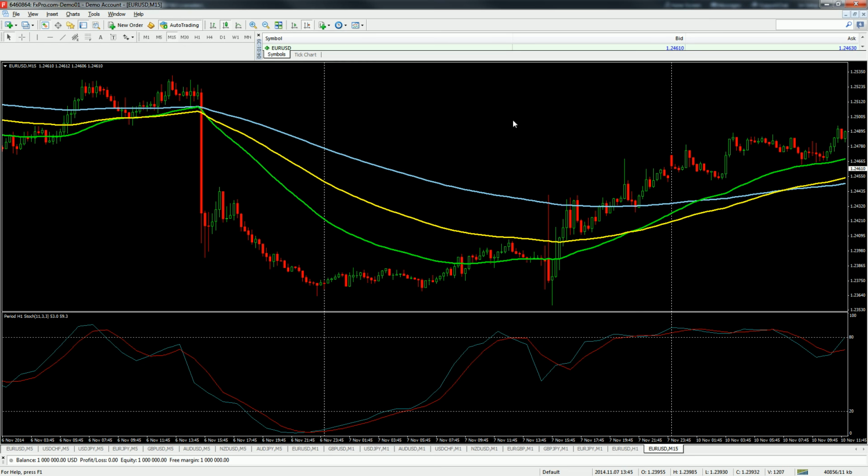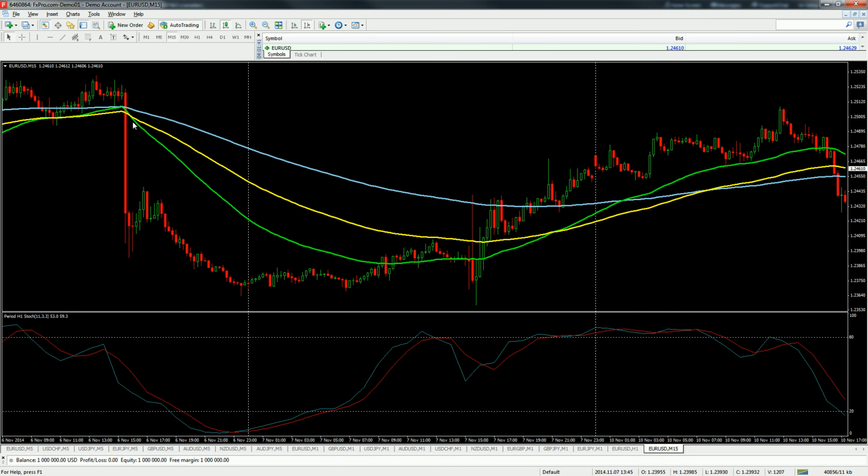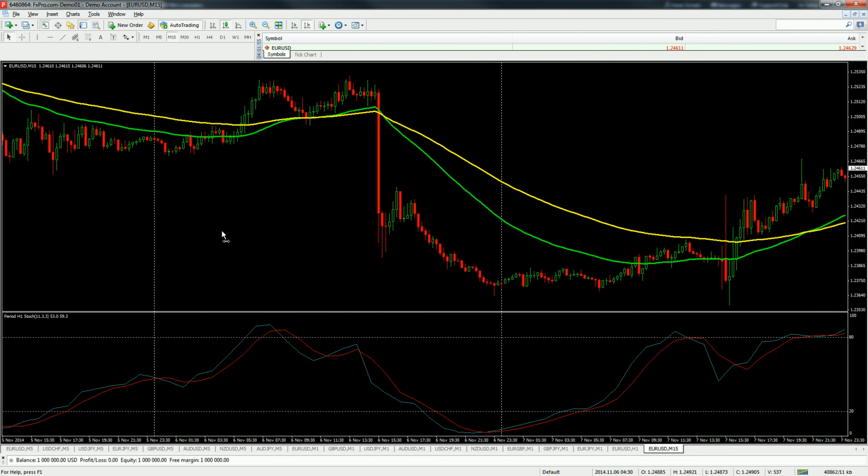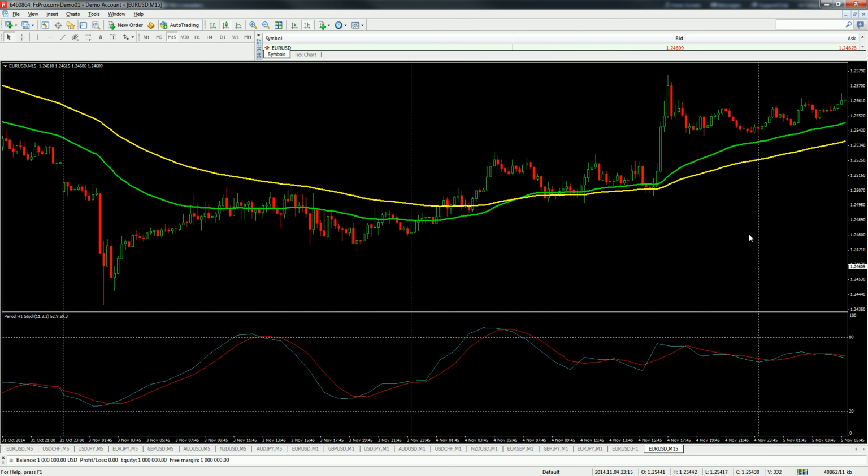Okay, so when the yellow is above the green, then it's in a downtrend. When the yellow is below the green, it's in an uptrend. And as you can see, it's a faster indicator than the 200 moving average of the trend. So let's just take this out for now just to keep this clean and use the 100 EMA and the 50 EMA. Okay. And this will basically show you the trend.